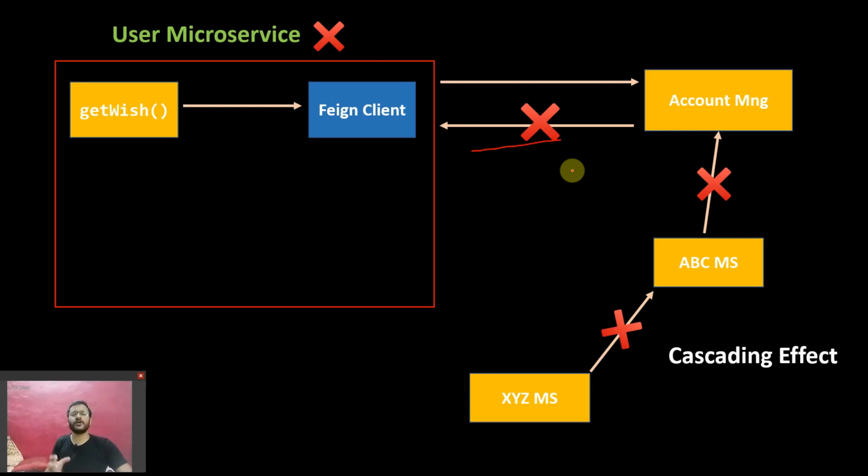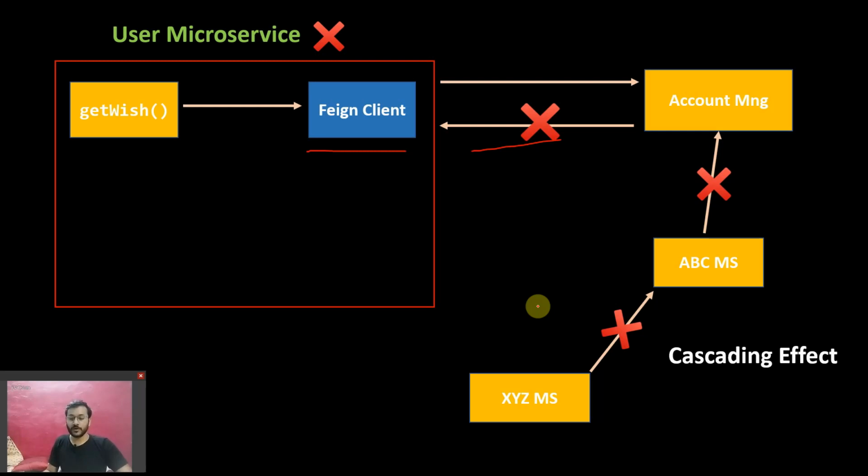Because I don't want to send my request unnecessarily. I know that my account management service is not working, so why unnecessarily send a request, right? So I need to write some code that prevents me from sending a request. I don't want to send a request, so there Feign comes into the picture. Let me complete this first, and you will get a good idea about Hystrix and Feign.